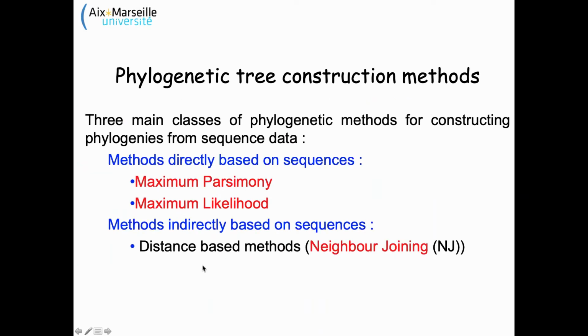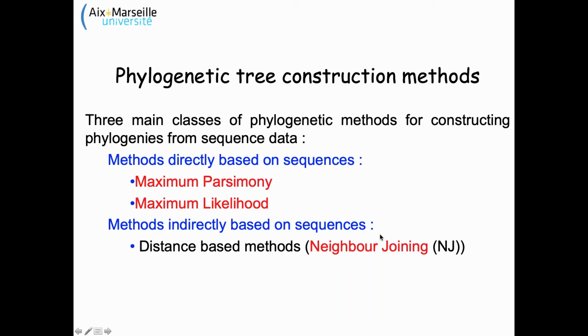I just want to tell you that you have 3 main classes of phylogenetic methods. You have methods based on sequences, the maximum parsimony and the maximum likelihood. And then you also have methods indirectly based on sequences, and probably based on distance. One of them is neighbor joining.